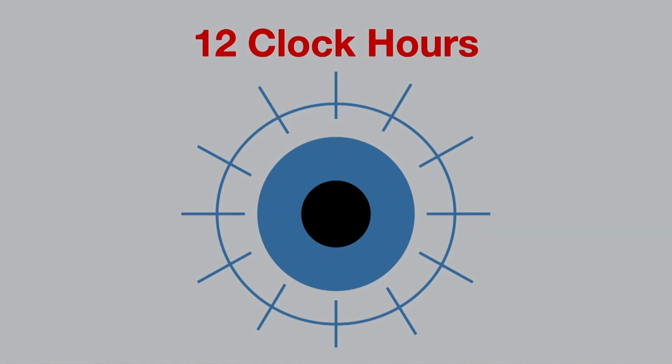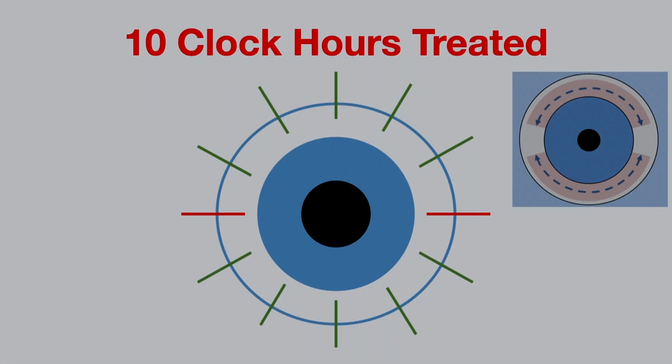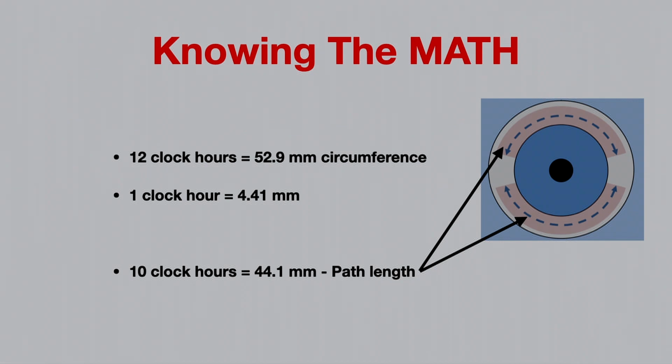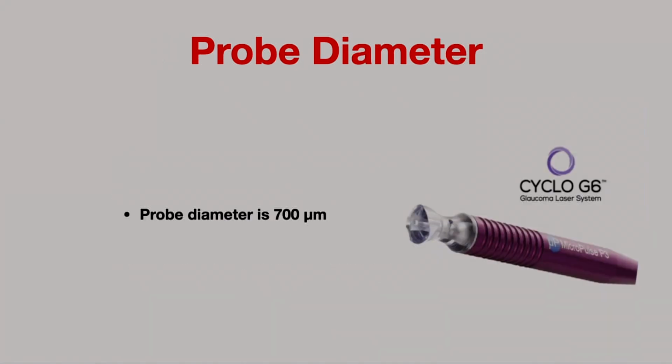So we have 12 clock hours. 10 clock hours are treated, 2 clock hours are not treated. And in the 10 clock hours, 1 clock hour is 4.41 millimeters because the total eye is 52.9 millimeters. So we are going to treat only 10 clock hours, so we are going to have a path length of only 44.1 millimeters.